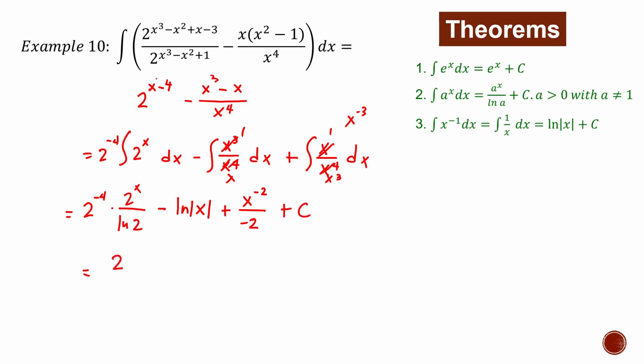And then let's finalize our answer. So this is 2 raised to x minus 4 all over ln of 2 minus ln of x. Now this is going to be minus now because of that minus 2 in the denominator, and then we want the exponent to be positive, so 1 over 2x squared plus c.